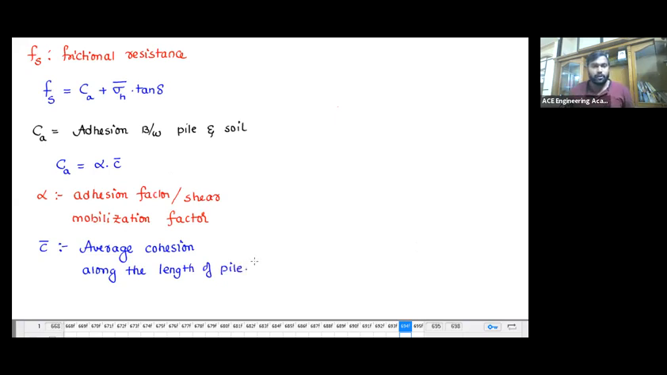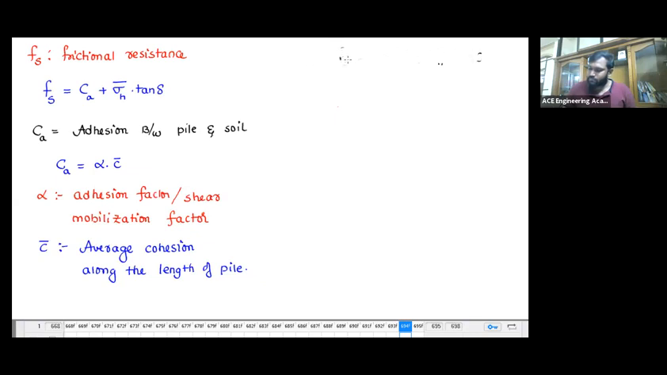Okay. So if you observe over here, now simply I can rewrite this equation. Fs equals alpha into C bar plus sigma H bar into tan delta. Now, I have to explain these things also, right?